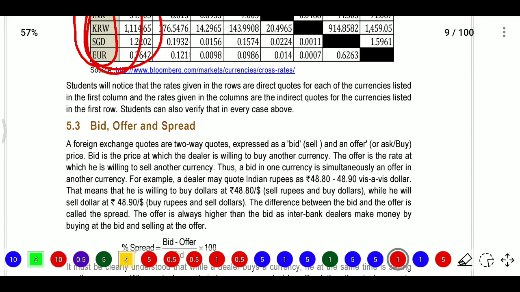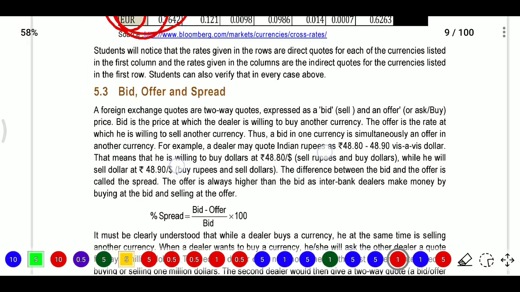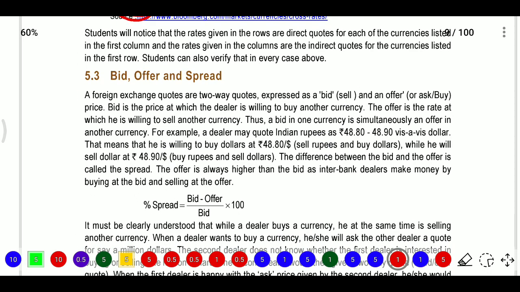Now we need to know about the bid, offer and spread. Bid means buying rate, offer means selling rate, spread means the difference between the bid and offer rate. Whenever you enter any market, you need to buy, you need to sell, and you get profits from the difference. So here they explain bid rate, spot rate and spread.